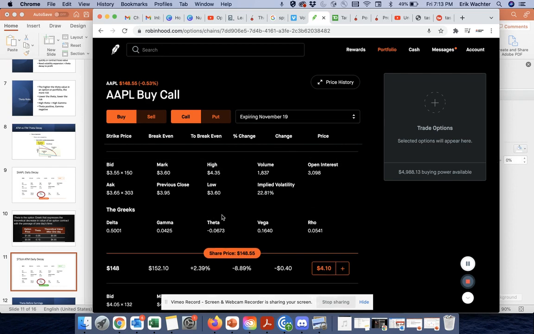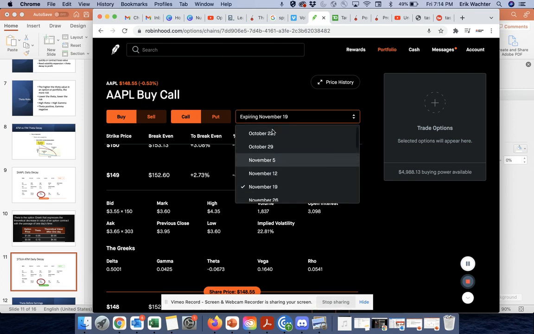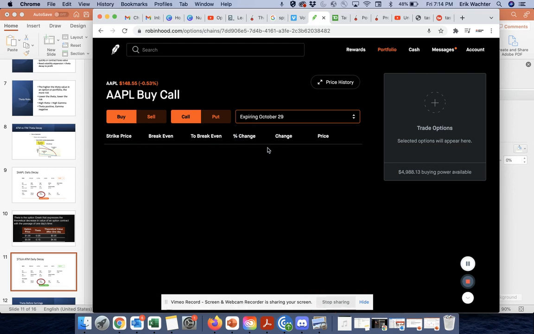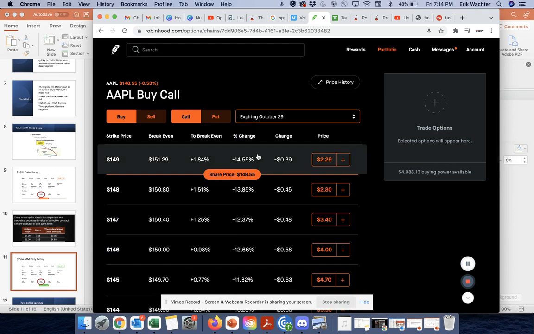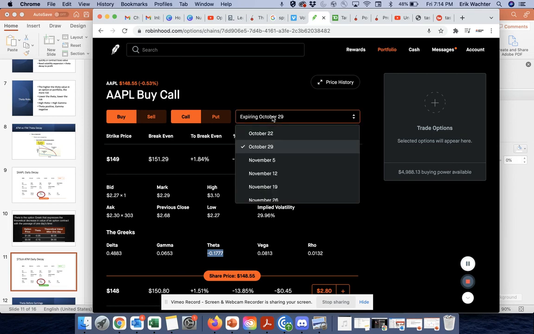So let's go to the nearest term contract, and we're going to compare the 149 calls to the nearest term contract, which is, this is today. So we'll go to next week's contract. So let's see what the theta is. Theta was about 7. Let's look at the theta here. All right, theta is 17. Okay, so that shows you how as we get closer to that expiration date, theta really tends to kick up.